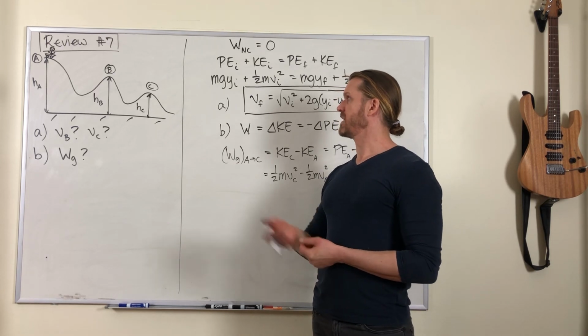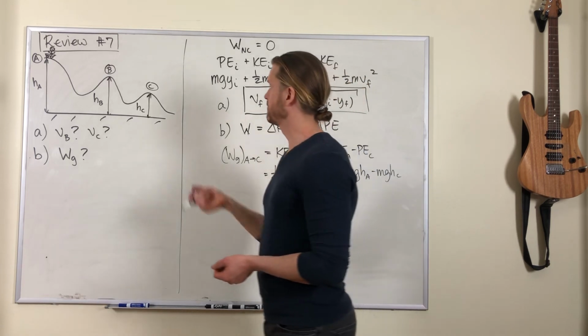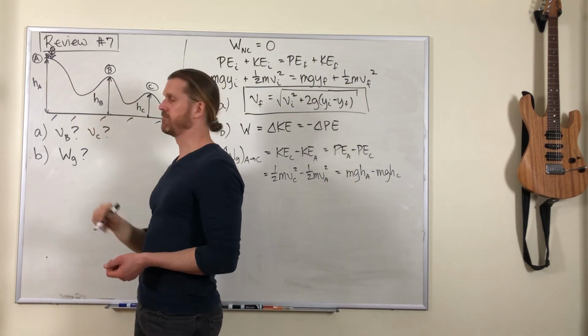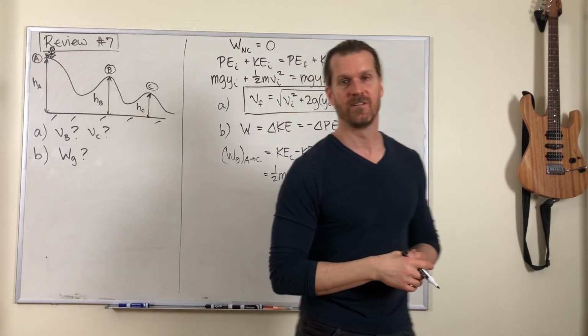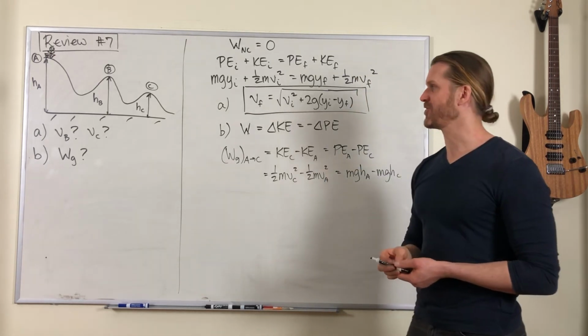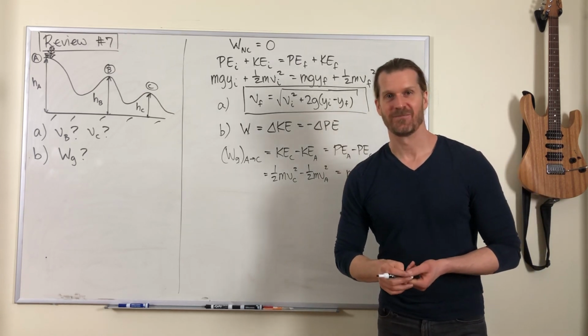And I might ask you some other questions, like to find speeds at some different points along the track, or might change the shape of the track, but the shape of the track doesn't matter, just the heights of where you're at. Okay, that's review problem number 7.